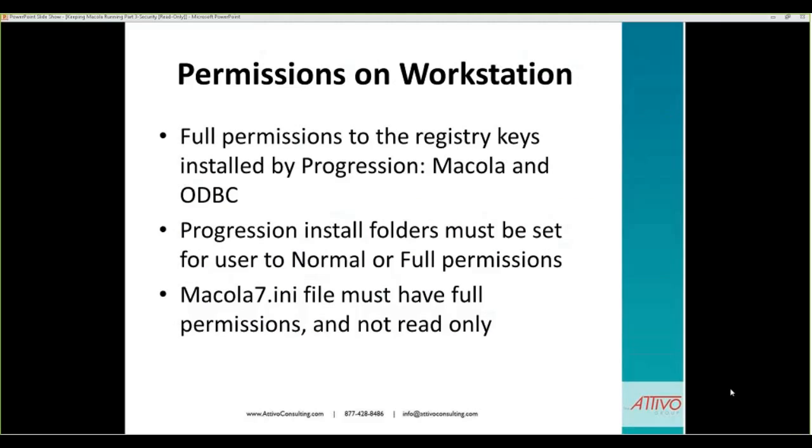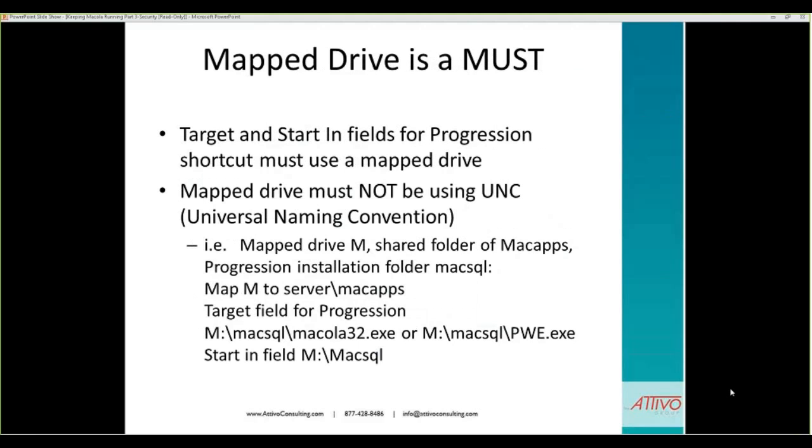Required permissions on a workstation to successfully run Progression. You need full permissions to the registry keys that are installed by Progression, Macola, and ODBC. The Progression install folders must be set for the user to have normal or full permissions. And the Macola 7 INI file must have full permissions and cannot be read-only.